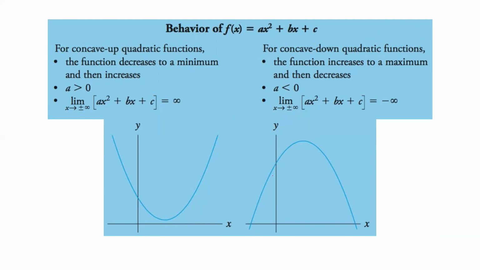And so, no matter which way we go, we're just continuing to go up both ways. Now for the concave down, we're going down. So again, we're increasing to a max in this case, and then we decrease, and this is where a is less than 0. And if we think about this, the limit, whether x goes to positive or negative infinity, both of them are going to negative infinity. Okay, so they're going to be the same for the end behavior, both directions, positive and negative.